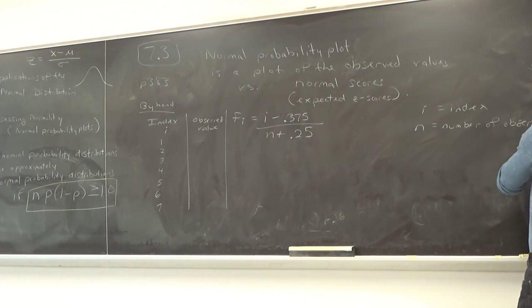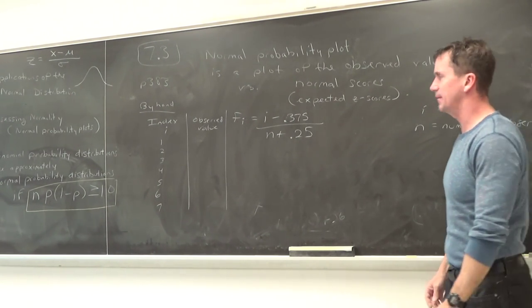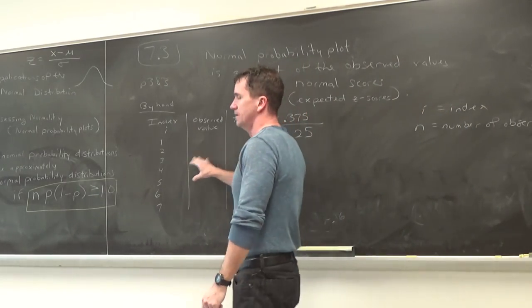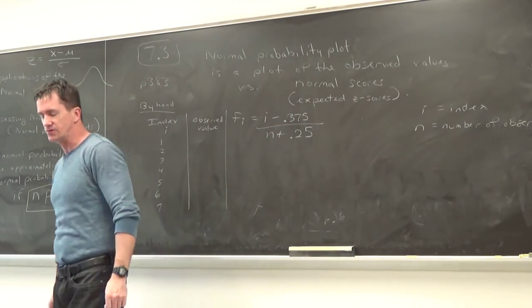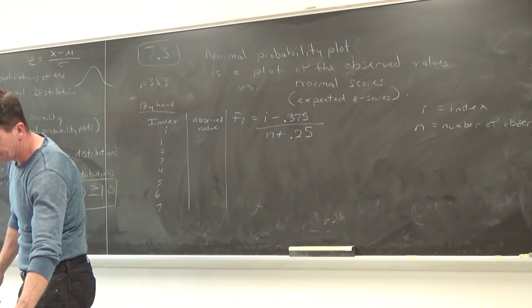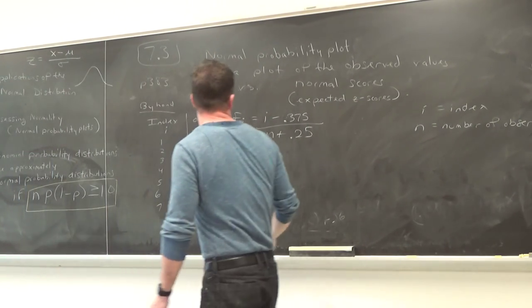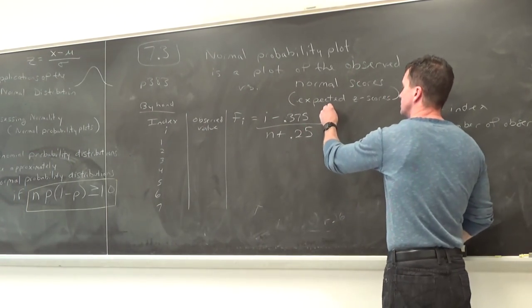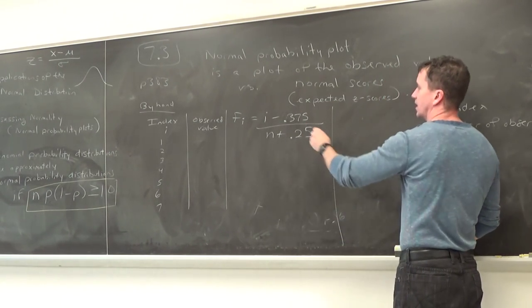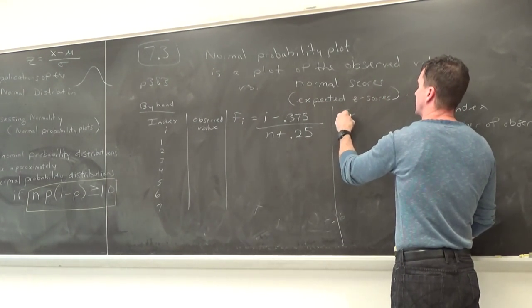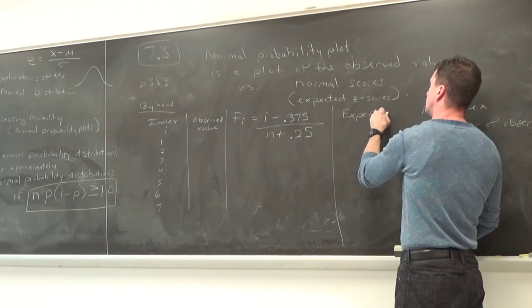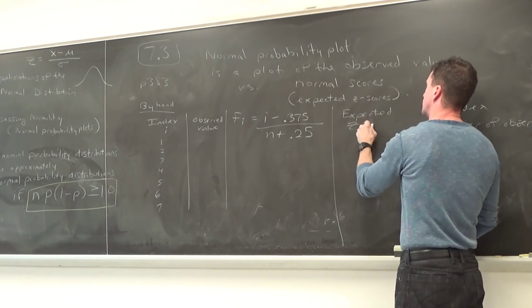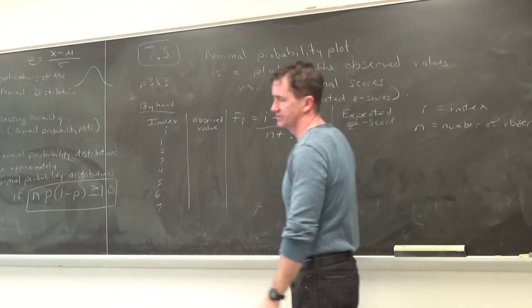But again, you heard me say we're not going to spend much time on this section. It looks like a lot of math, because we'll talk about the technology and how useful it can be. But after you do all this, you get these values in your columns, and then you get what's called your expected z-score from this.